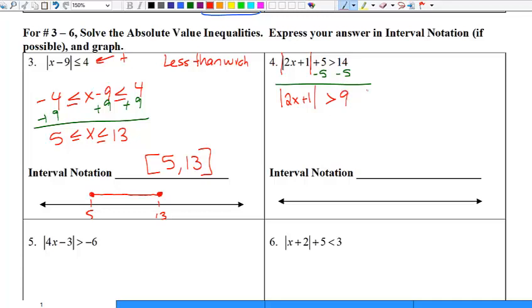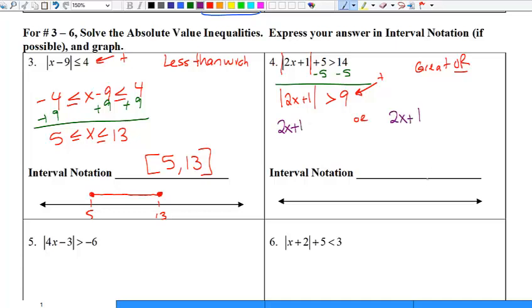Excellent. So, step 2. Now that the bars are by themselves, is 9 positive? Yep, 9 is positive, so we're good. And what kind of problem is this? Is this a less than which or a greater? Well, because it has a greater than symbol, it's going to be a greater, which reminds me that I need to have an or. So I'm going to have the 2x plus 1 in both of my equations.